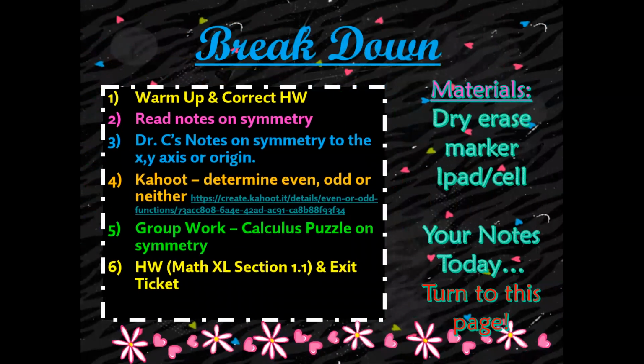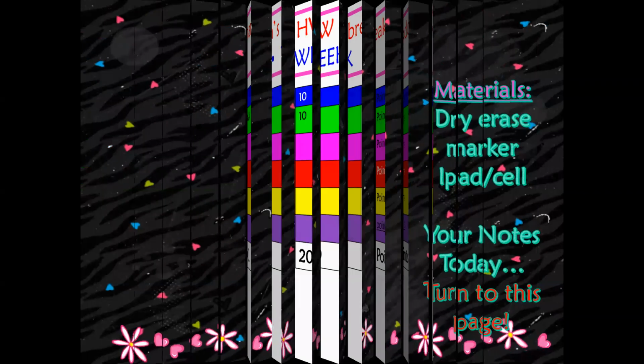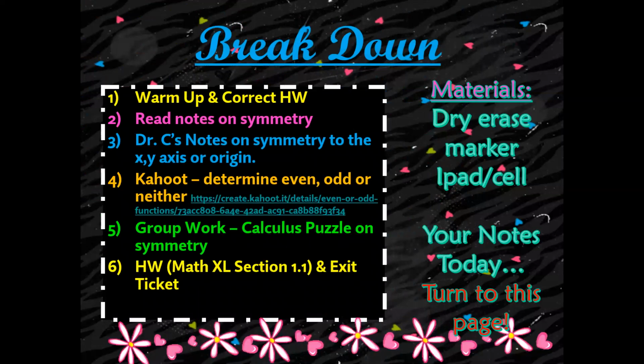Okay, so this is the breakdown of what we're going to be talking about today. Today we're going to talk about symmetry. You're going to go over my notes on symmetry to the x, y axis, and origin. I do have a Kahoot right here that determines the even, odd, or neither. You can go and click on that link or type it in and then work on that. And your homework starts with sections 1.1 on Math Excel.